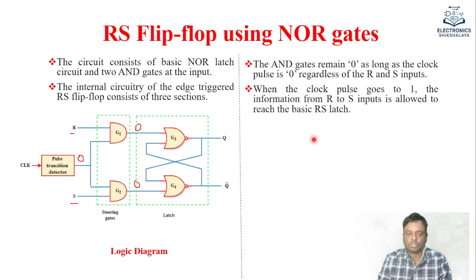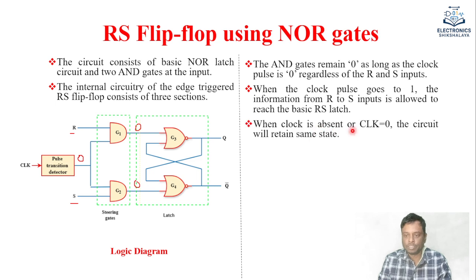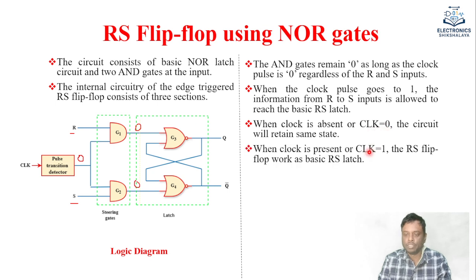So this circuit is going to work when the clock is equal to 1. When the clock is absent, the circuit remains in the same state. There is no change of state when the clock is 0. When the clock is 1, the RS flip-flop works as the basic RS latch. We are going to see how this RS flip-flop works as a basic RS latch.